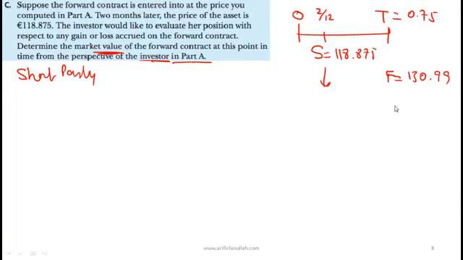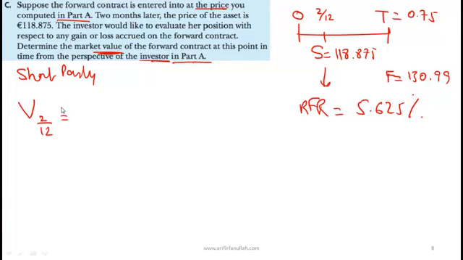Imagine that part B was, it's a separate question. Now suppose the forward contract is entered at the price you computed in part A. In part A we computed 130.99. So the 140 was just an aberration. It's not normal to find people who will pay you that much. The risk-free rate is 5.625%. Same as part one. Yeah. So risk-free rate does not change too much in general.